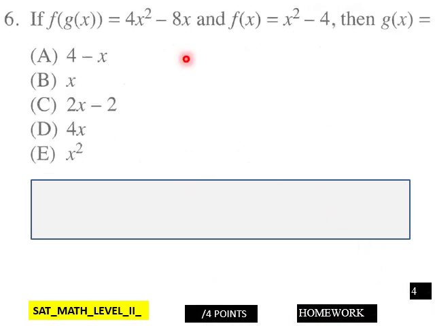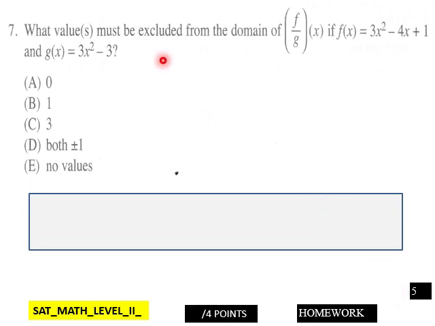Page 4, f of g of x equals 4x squared minus 8x, and f of x equals x squared minus 4. Then g of x equals what? So decide what g of x equals. 4 points here for page 4.